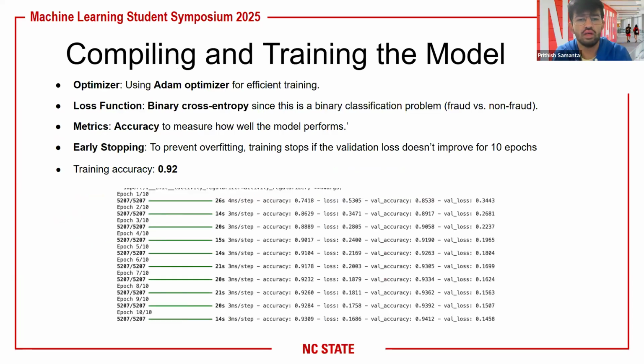Moving on, let's talk about how we train the model. The model we trained was compiled using the Adam optimizer for efficient training. Since this is a binary classification problem, we used binary cross entropy as a loss function. Early stopping was also utilized by us by halting training if the validation loss didn't improve for 10 epochs. The model achieved a training accuracy of 92%.